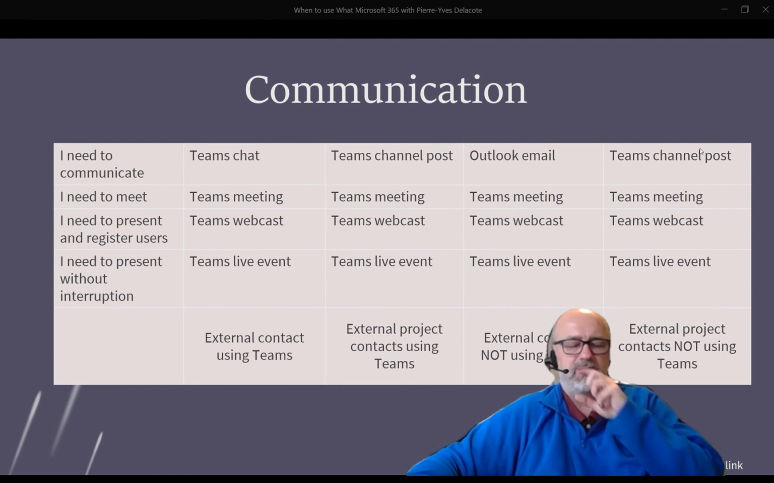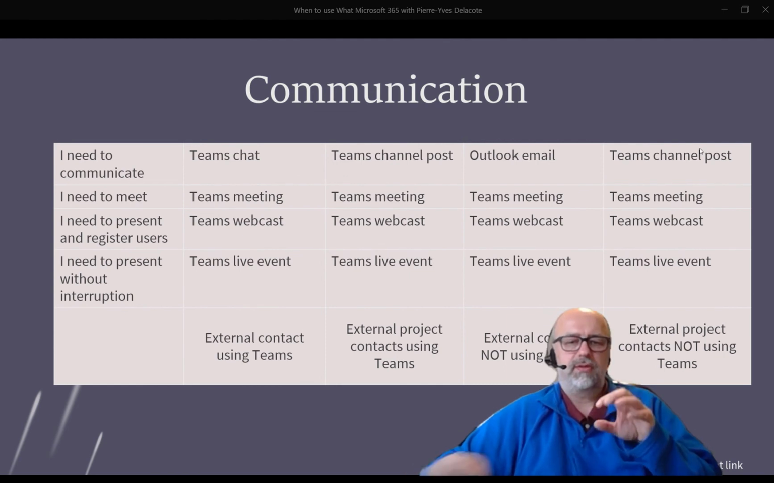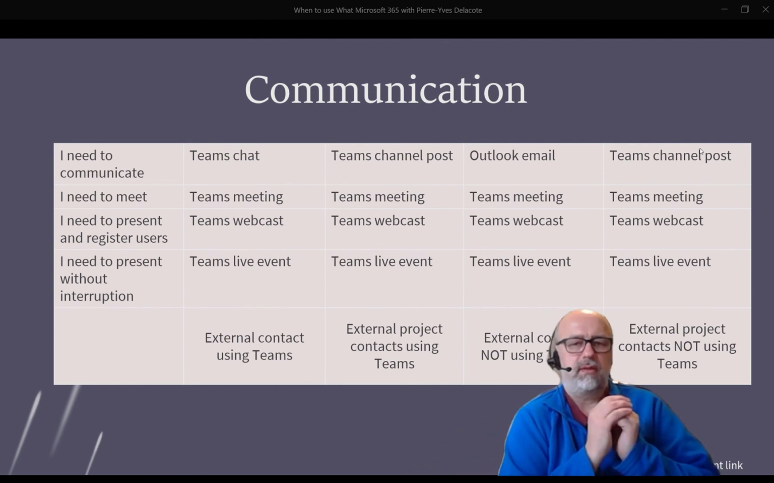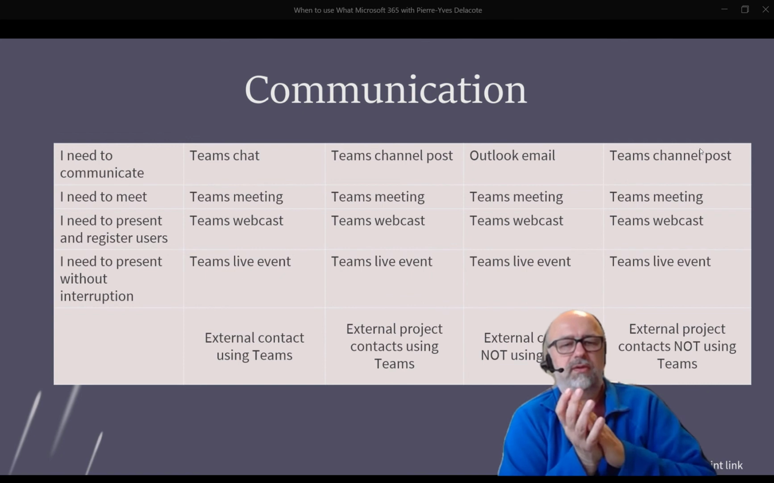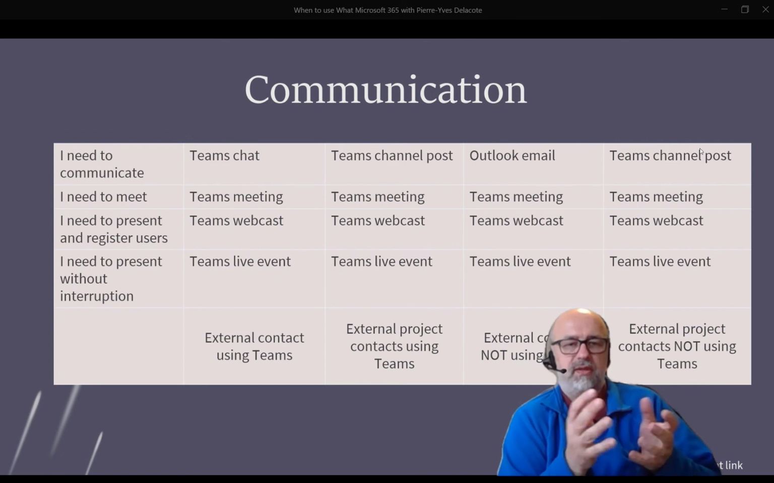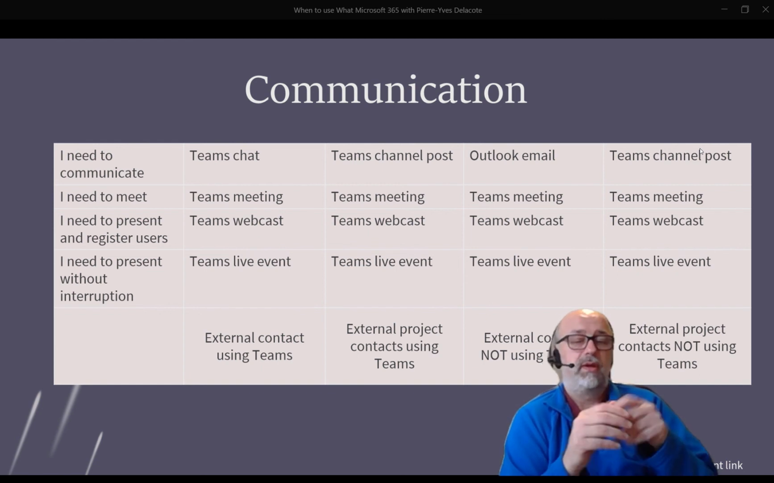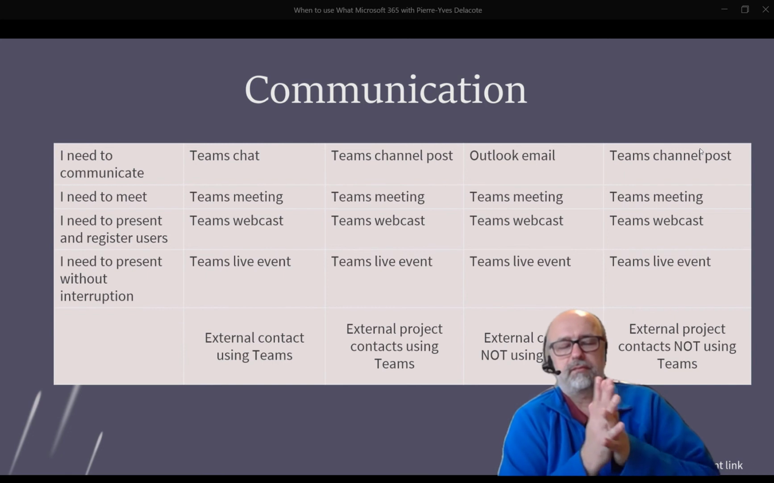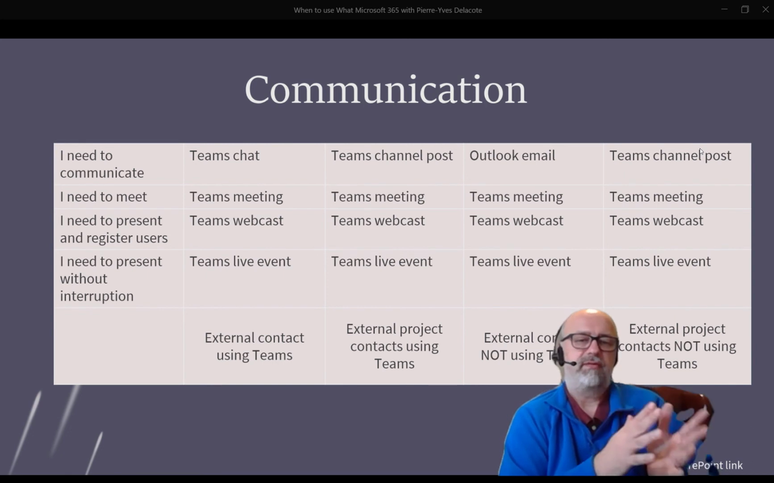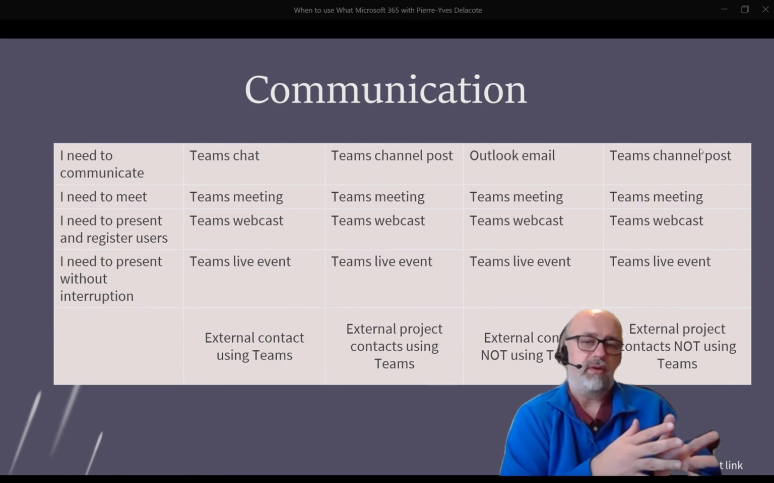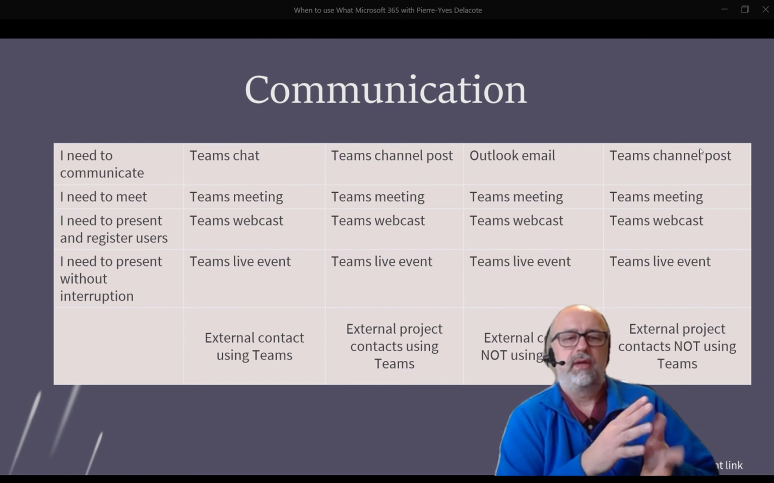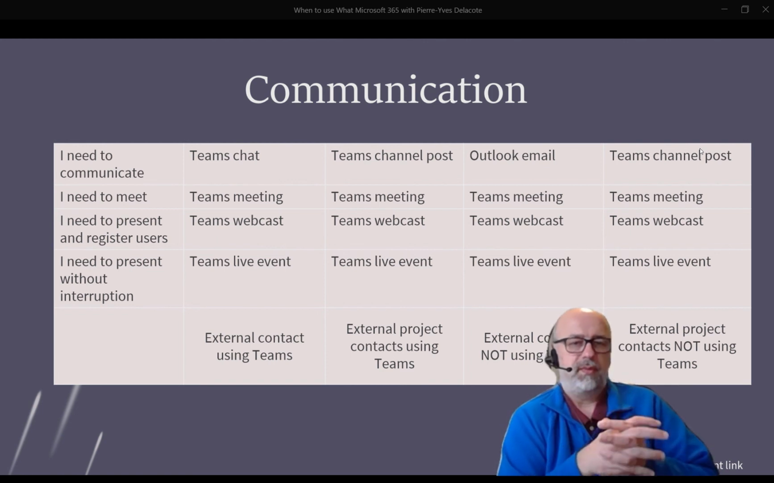I also made this one just to explain that a lot of communication, even with external contacts, can still happen in Teams. With external contacts using Teams, you can chat with them directly. You can add their email address and they will tell you they're external. There's a limitation here. If the organization doesn't allow that, it won't work. But if they allow Teams people to chat with external users, you will be able to do that.